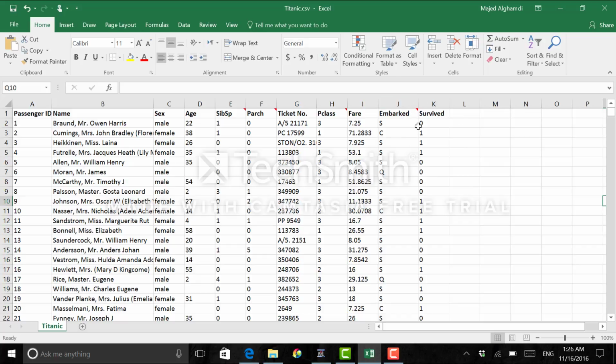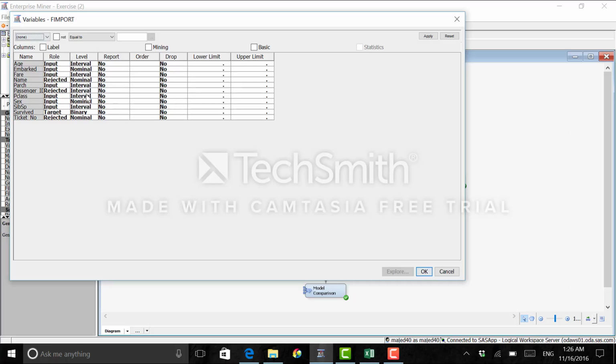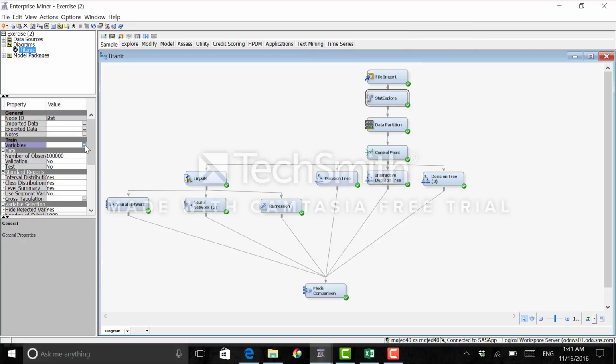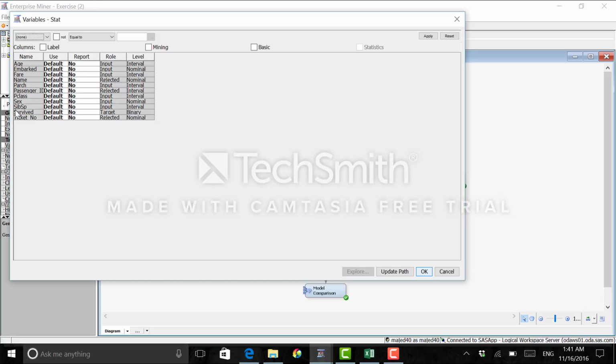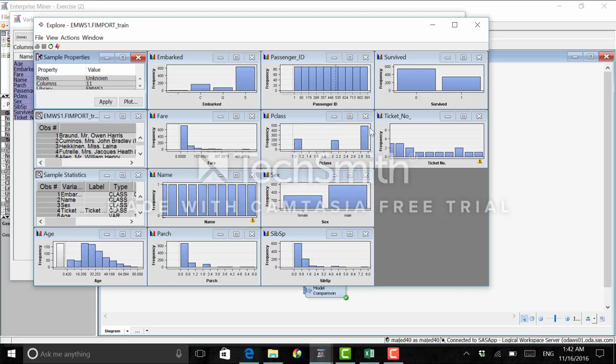Let's go back now. I did some changes and I set up Survived as my target variable, and I also changed the level. Instead of interval, I put binary because we have two different values, 0 and 1. We can explore our data and visualize it before we build our models. So click explore. Basically, these graphs tell us the distribution of our data. Here the number of males on the ship was like 577, while the number of females was less than the number of males.